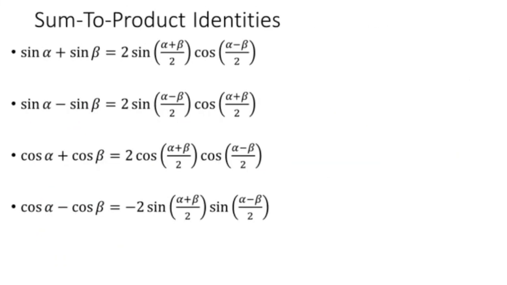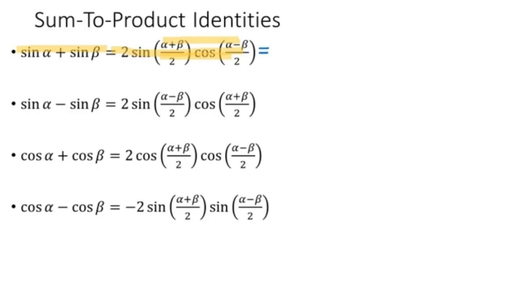The next set of identities can be very helpful when we're trying to solve equations. These identities are the sum to product identities. The first sum to product identity is sine of alpha plus sine of beta equals 2 sine of (alpha plus beta) over 2 times cosine of (alpha minus beta) over 2. These properties can be derived from the product to sum identities.